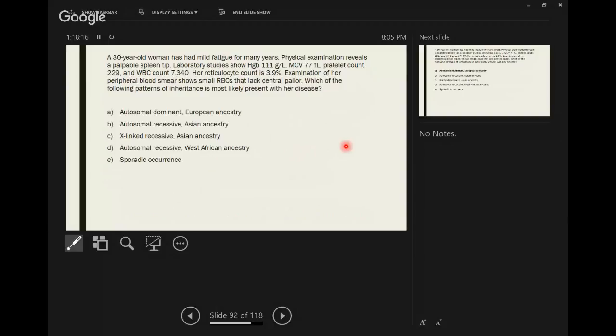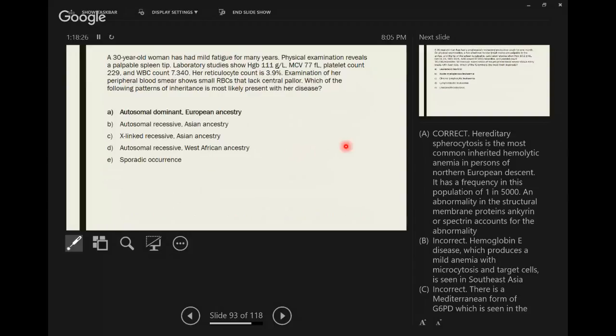All right, Yushi, what do you think? B. A is actually correct. Now, this is hard because small RBCs that lack central pallor is usually hyperchromic. I got this off a website, but the disease is actually hereditary spherocytosis.